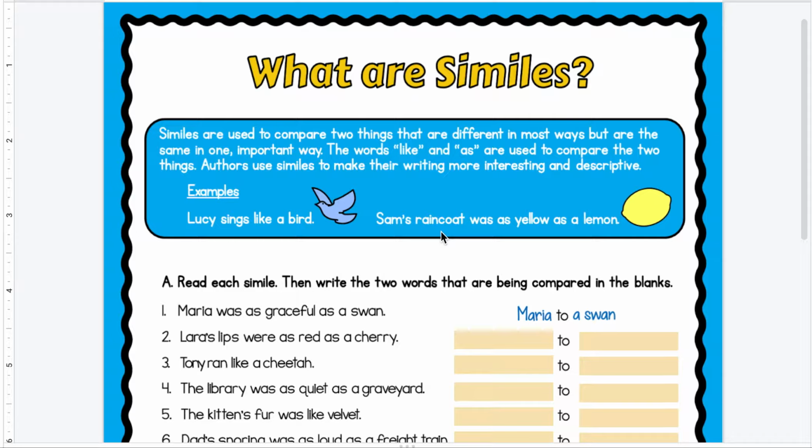It was as yellow as a lemon. So we're comparing raincoat to yellow? Are we comparing raincoat to yellow? Yellow is a color, right? It's an adjective. It's a description word. So we're not comparing raincoat to yellow. What was the raincoat yellow like? Well, it was like a lemon, or it was as yellow as a lemon. Is lemon a noun? Person, place, or thing? Absolutely, a lemon is a thing. So we're comparing the raincoat to the lemon, okay?